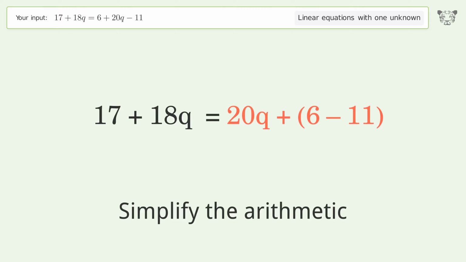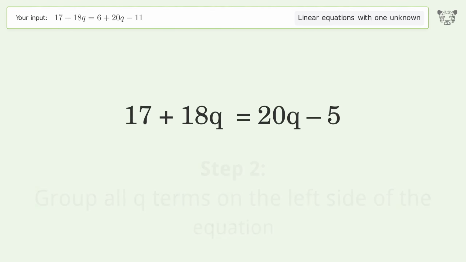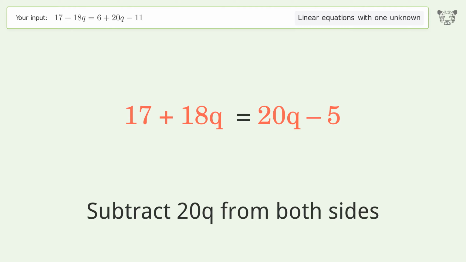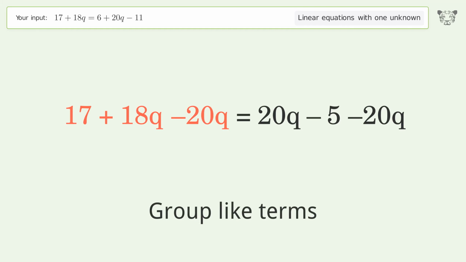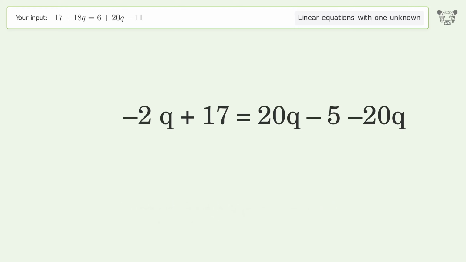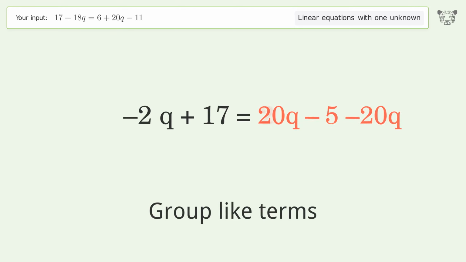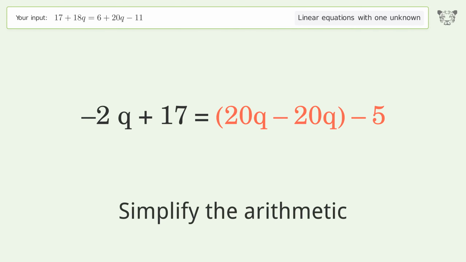Simplify the arithmetic. Group all q terms on the left side of the equation. Subtract 20q from both sides. Group like terms. Simplify the arithmetic. Group like terms. Simplify the arithmetic.